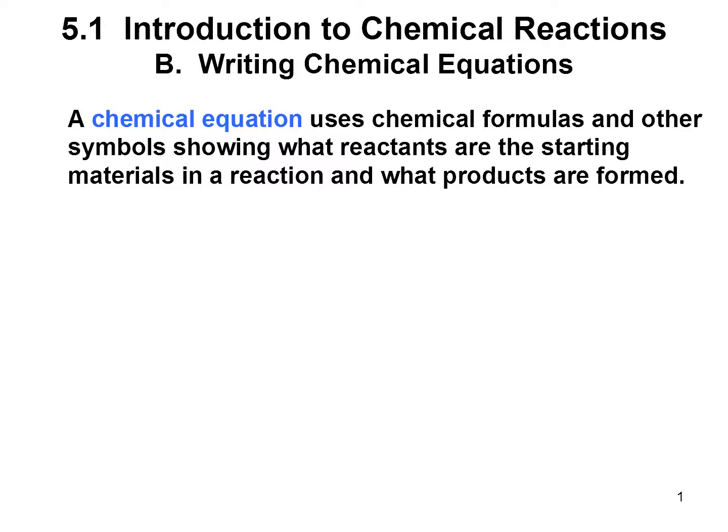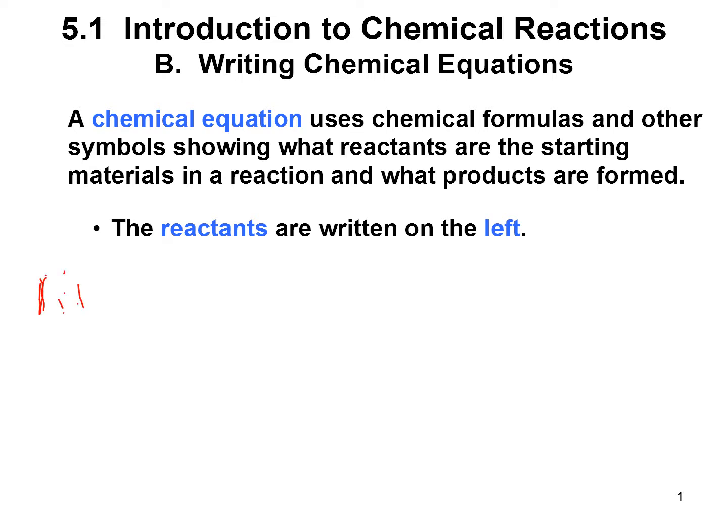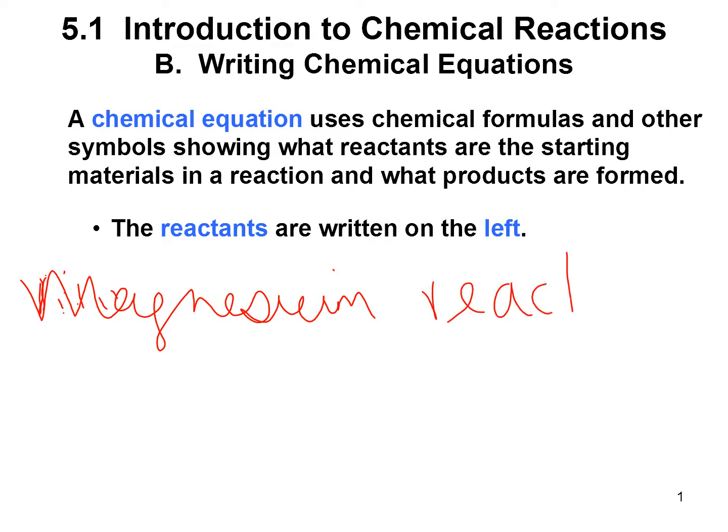In this video we learn how to balance chemical equations. In a chemical equation, you usually show a chemical change. So for example, in this case, let's say that magnesium reacts with oxygen to produce magnesium oxide.